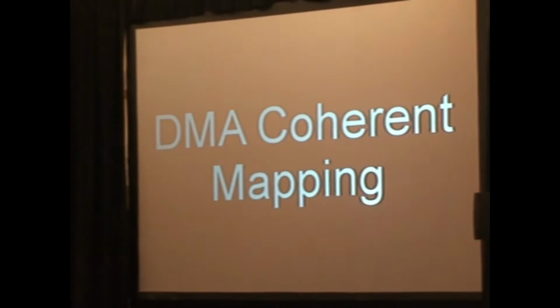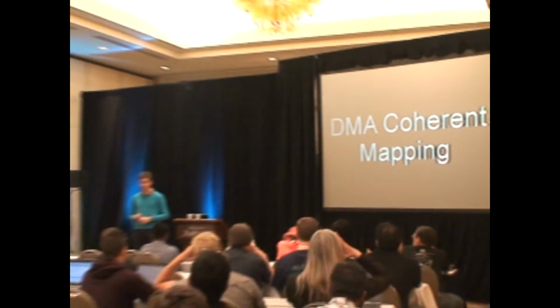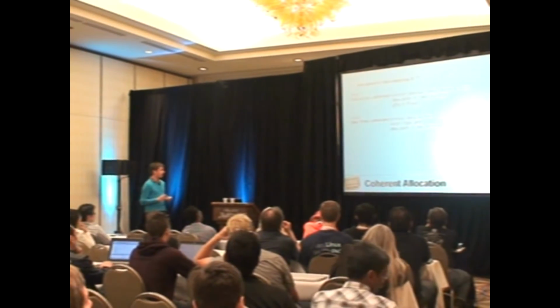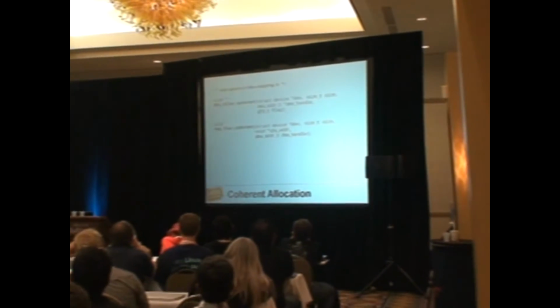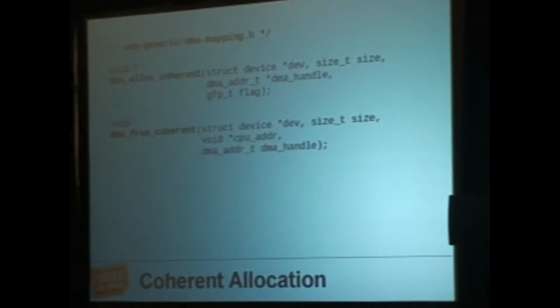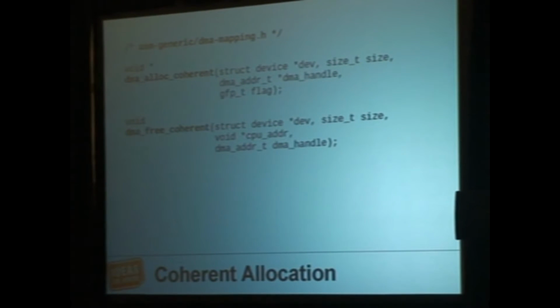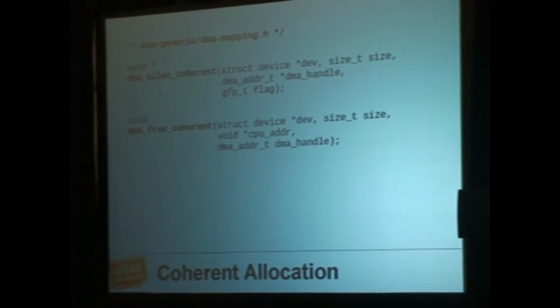Let's start with DMA coherent mappings and how to create and manage them. A DMA coherent mapping is created with a function called dma_alloc_coherent, and you can then free it with dma_free_coherent. That function will allocate memory that's suitable for DMA. It will return a pointer to the virtual CPU address for the kernel, so that the kernel driver can access that memory. And it will also return, in the DMA handle argument, a device address that the device can use to access the memory. That's not a physical memory address.